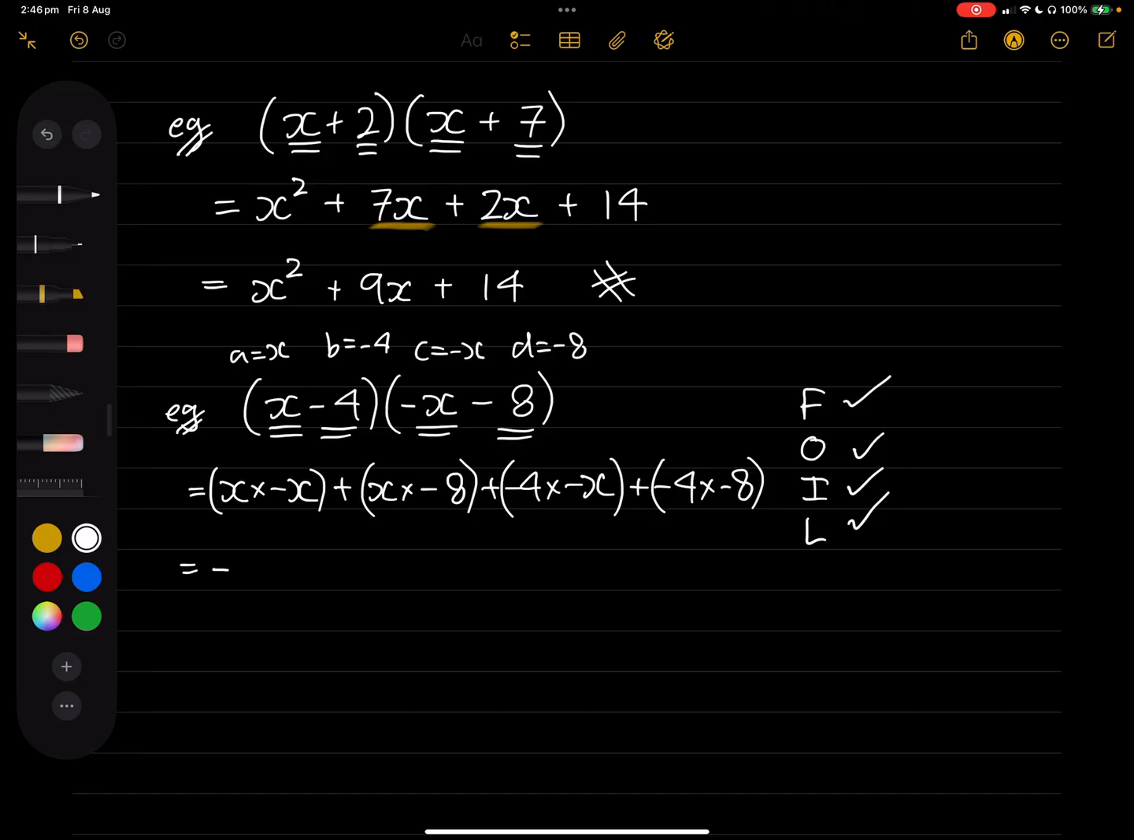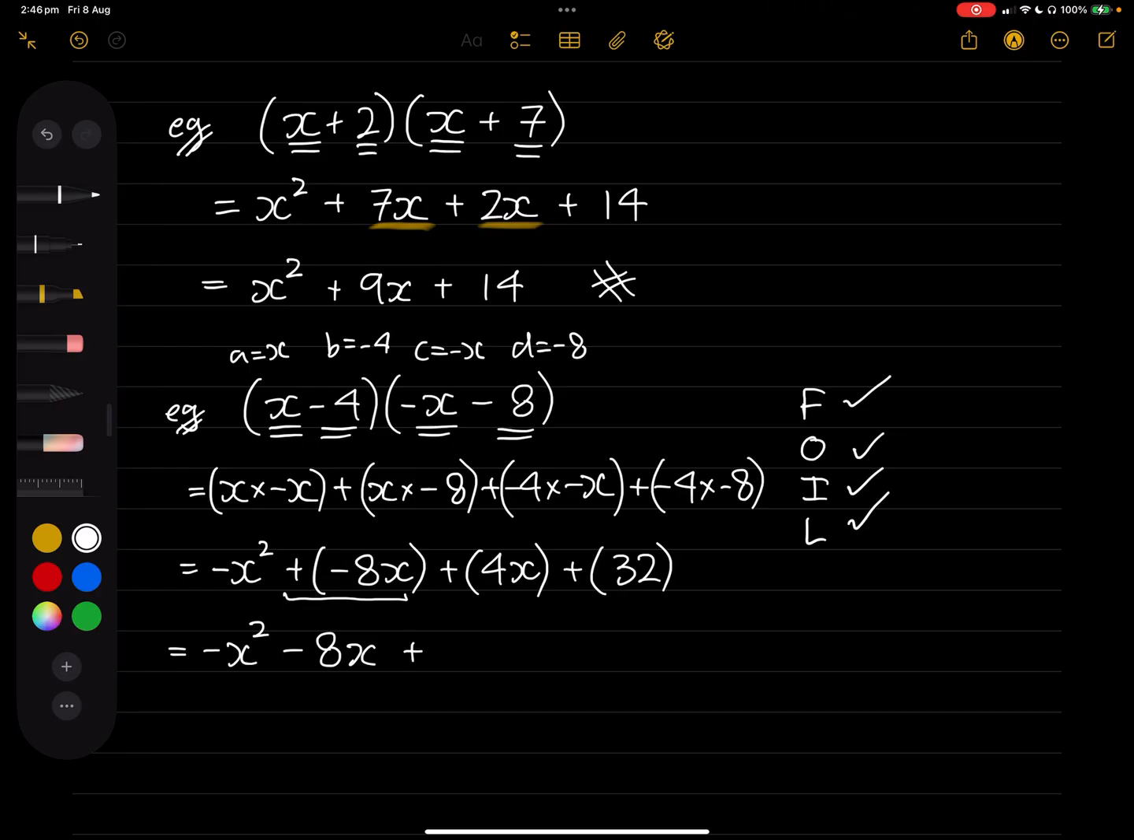So x times minus x is minus x squared. We have plus x times minus 8, that's plus minus 8x. We have minus 4 times minus x, so this is plus 4x. And then we have plus, minus 4 times minus 8, that's 32. Now we have a plus minus here. So this becomes minus x squared minus 8x plus 4x plus 32. We've got like terms, minus 8x plus 4x. So this becomes minus x squared minus 4x plus 32.